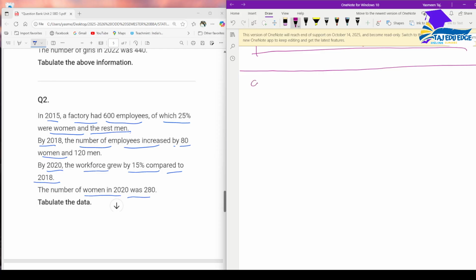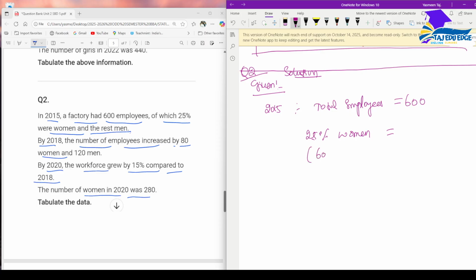In 2015, given question number 2, the solution. Total employees, how many? 600, right? 25% of 600 were women. So let's see how many: 600 into 25%, that is 150. So 150 were women.